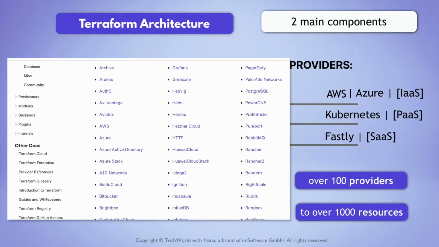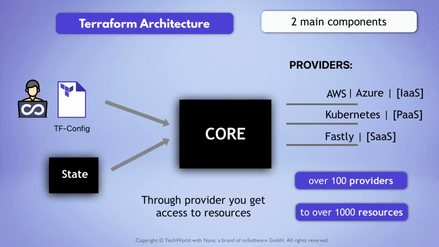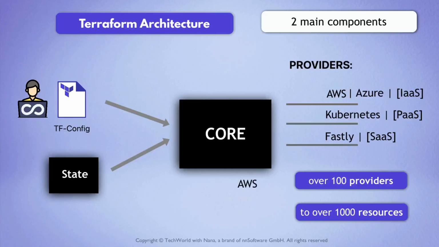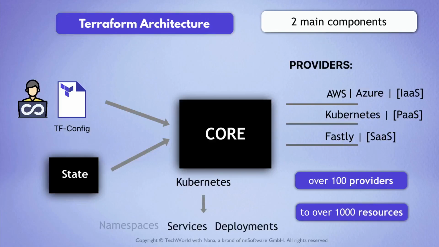And each provider then gives Terraform user access to its resources. So through AWS Provider, for example, you have access to hundreds of AWS resources like EC2 instances, the AWS users, etc. With Kubernetes Provider, you get access to Kubernetes resources like services and deployments and namespaces, etc. So this is how this works.